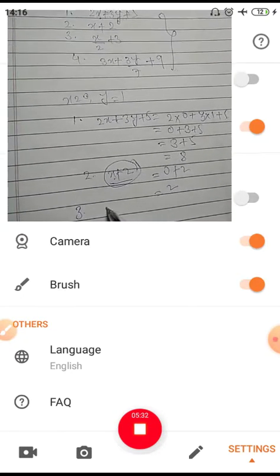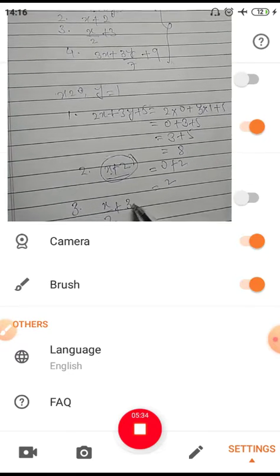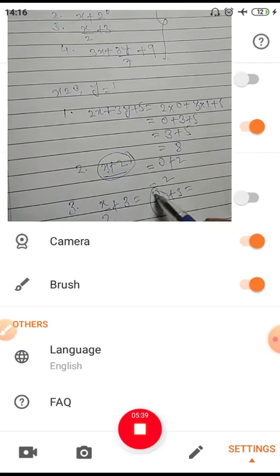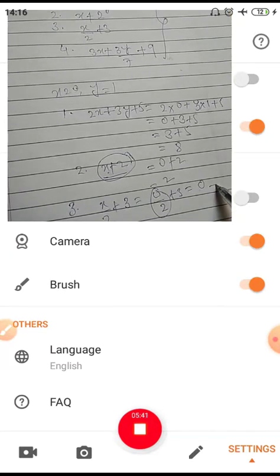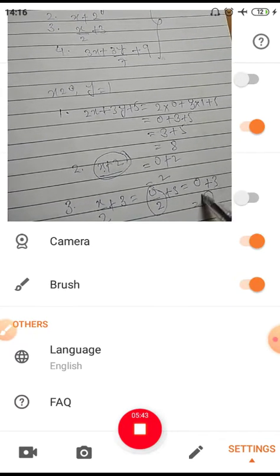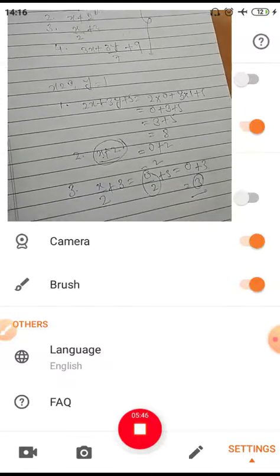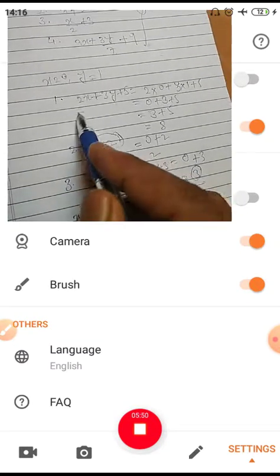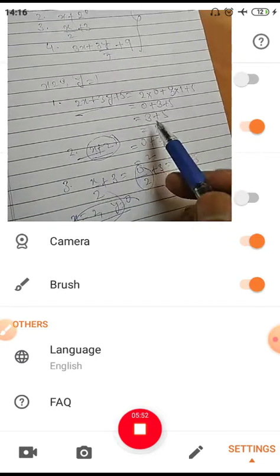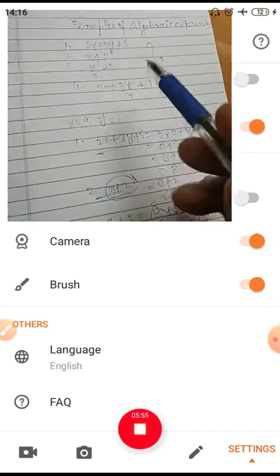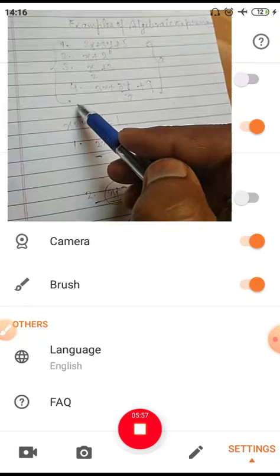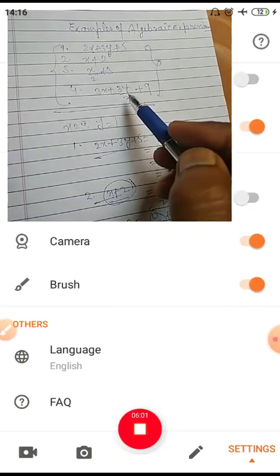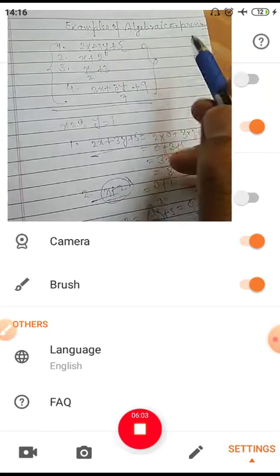3x upon 2 plus 3. So 0 upon 2 plus 3. The value of this will be 0 plus 3, that is 3. If you choose x is equal to 2 and y is equal to 0, then the values of these expressions will change. So the value of expressions completely changes when you choose different values of the variable.